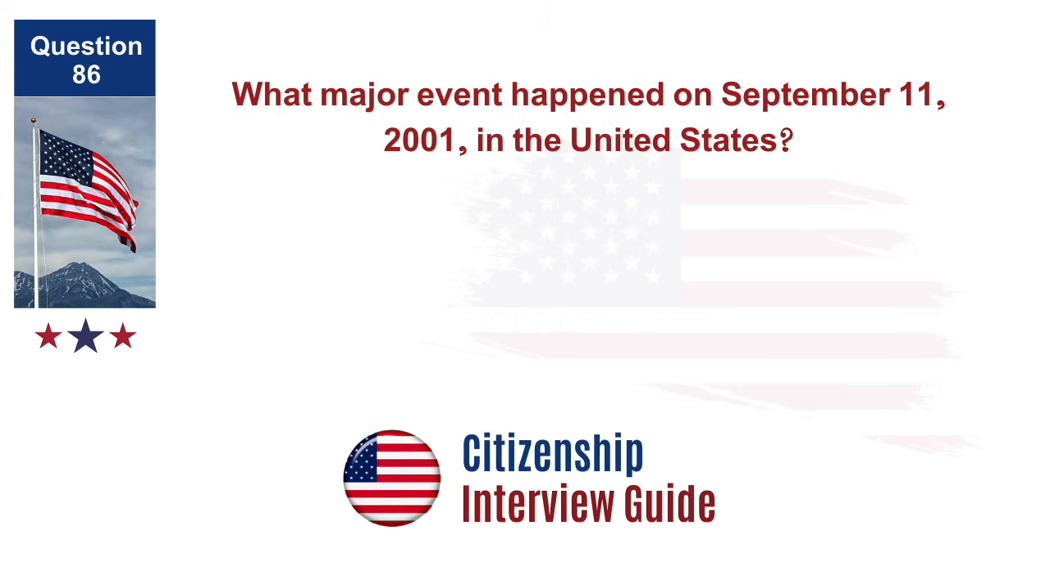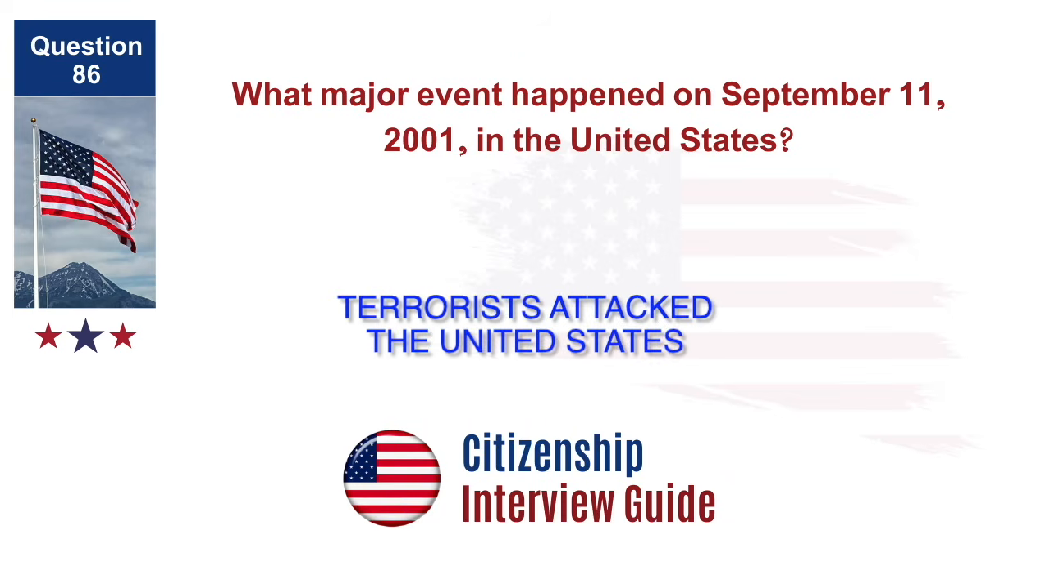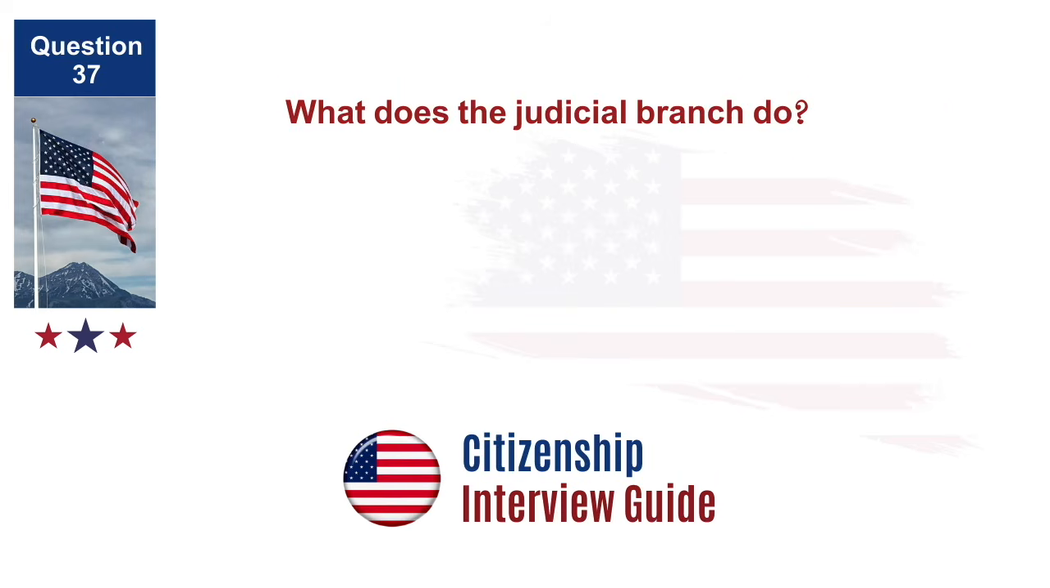What major event happened on September 11, 2001 in the United States? Terrorists attacked the United States. What does the judicial branch do? Reviews laws.